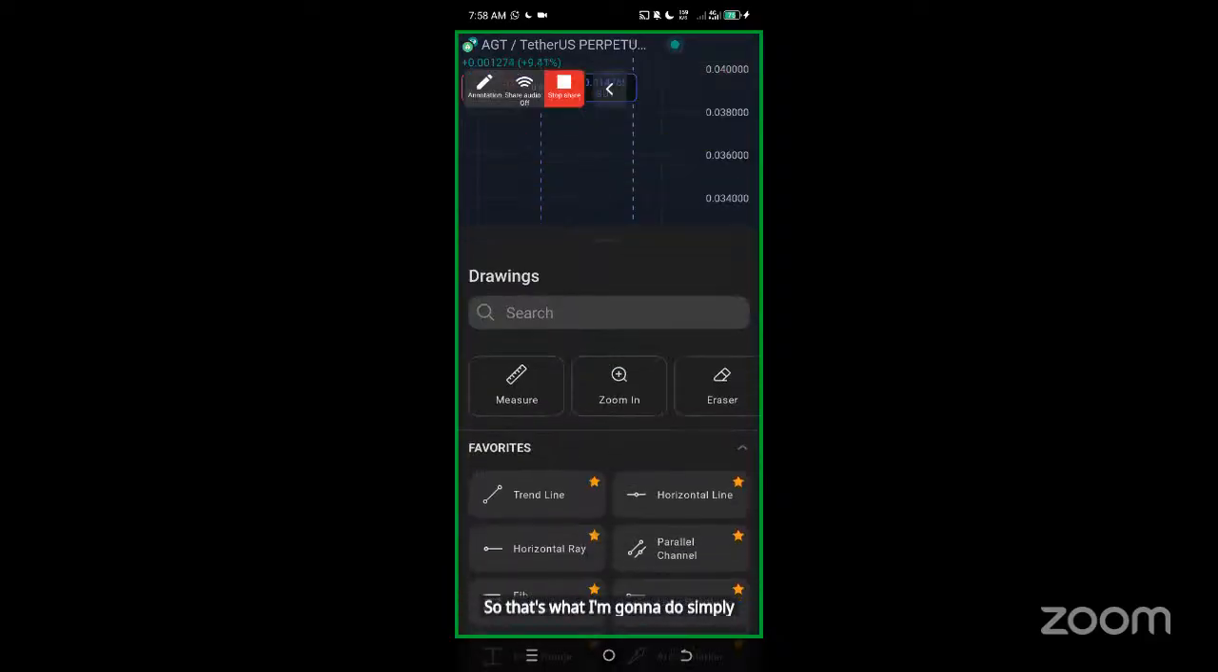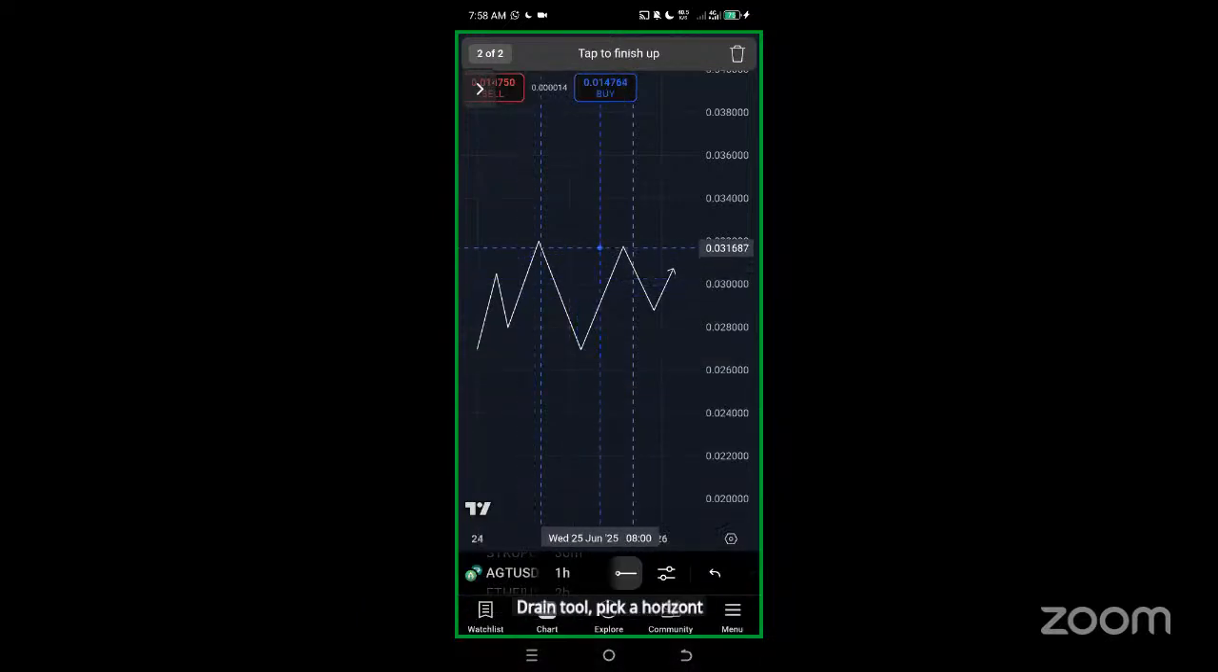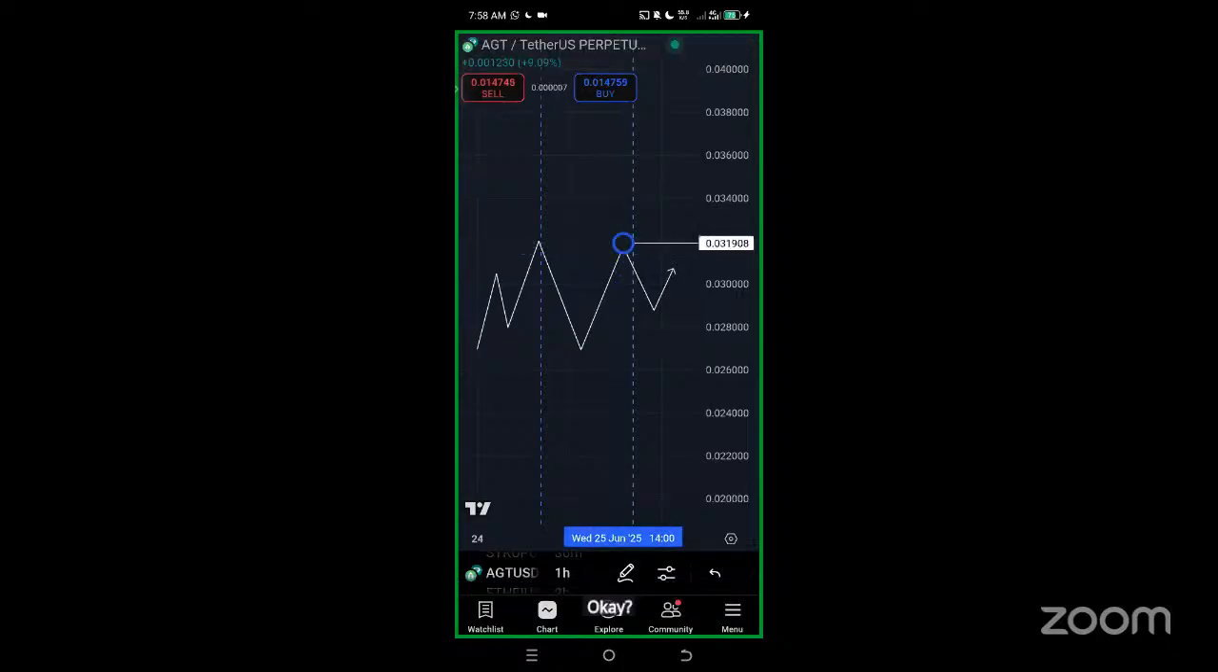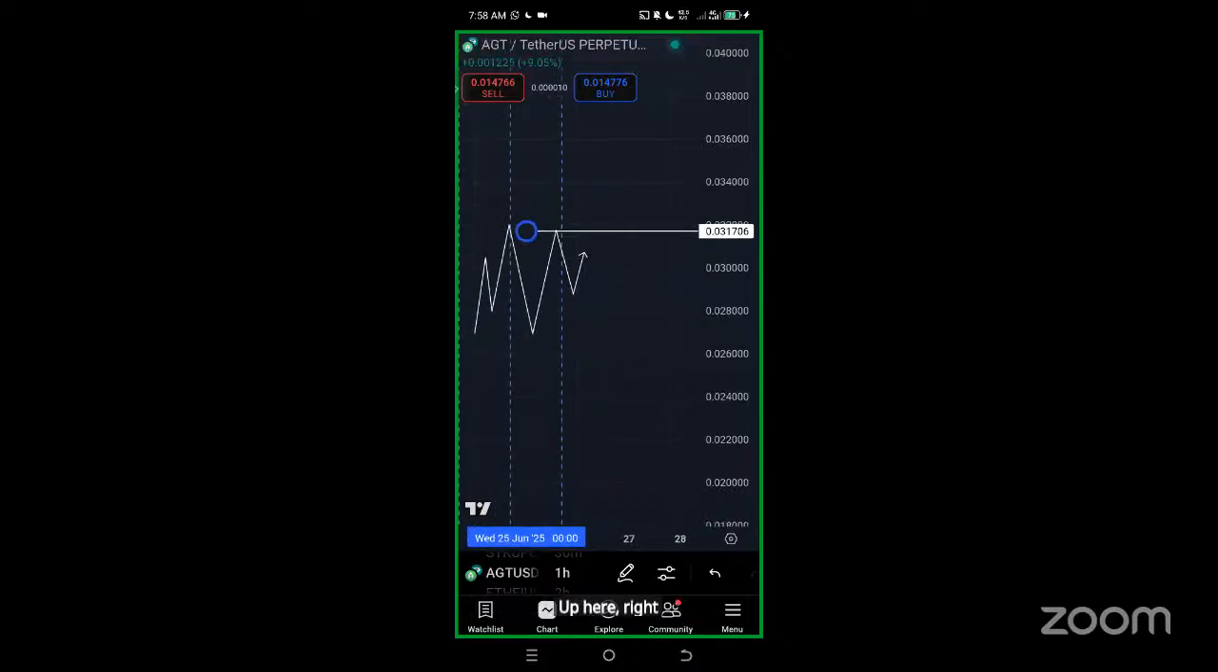So I'll come here, go to the drawing tool, pick a horizontal ray, and then you capture there. You put it just there. See that? That's how it will appear.